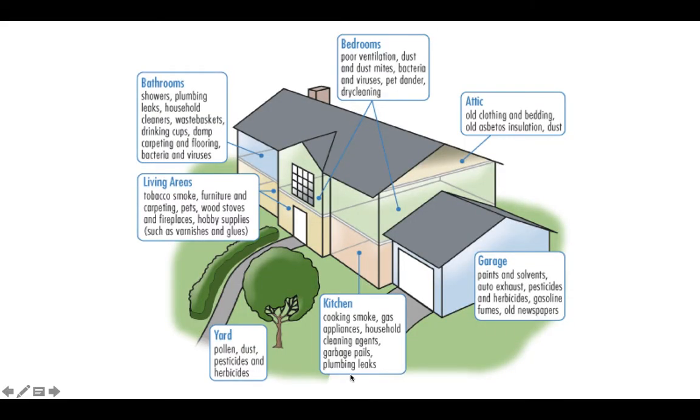But anyway, putting that aside, I want to talk a little bit about what indoor air pollutants are, where they come from, how they can hurt us, and what we can do to mitigate them. So indoor air pollutants can come from a variety of different locations in your house, from the garage to the kitchen to the attic to the bathroom, the yard, whatever.